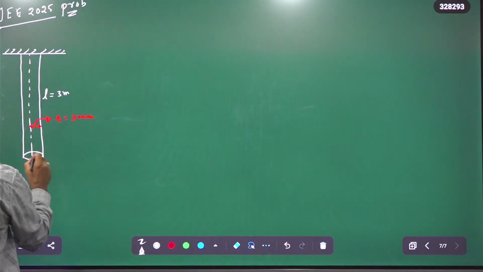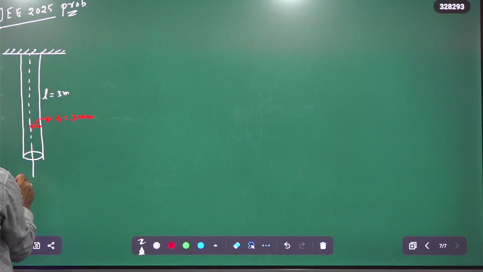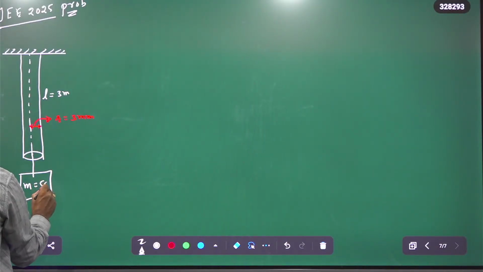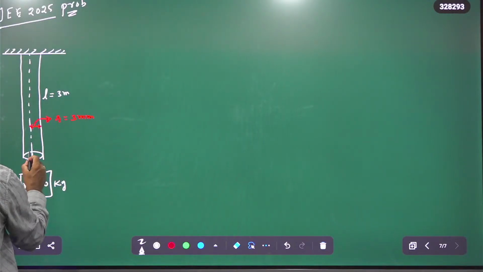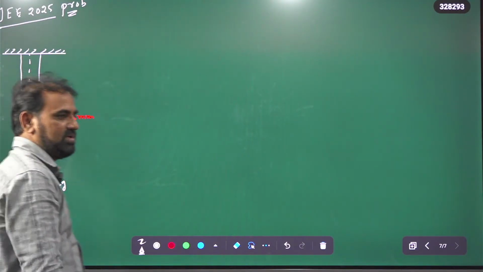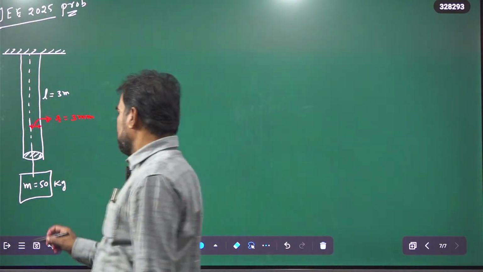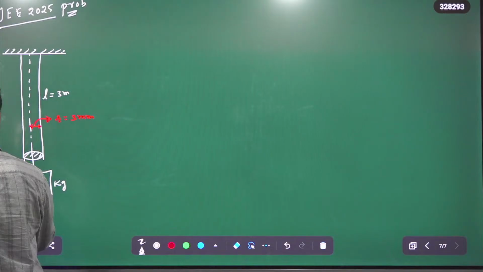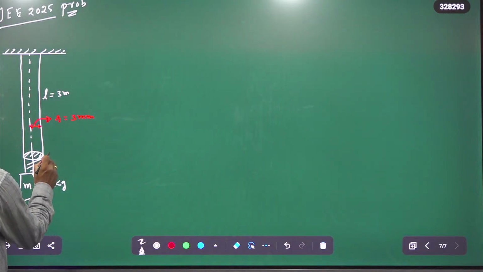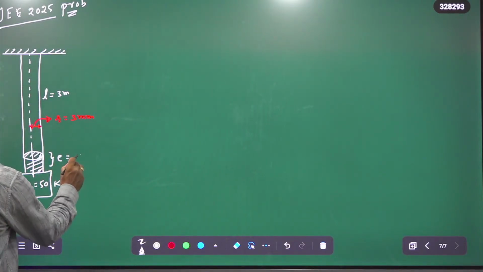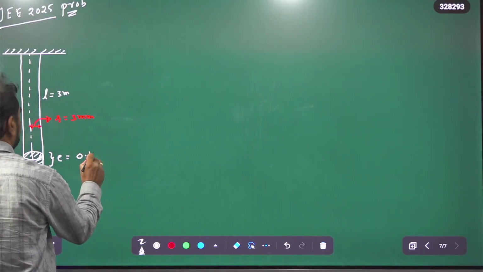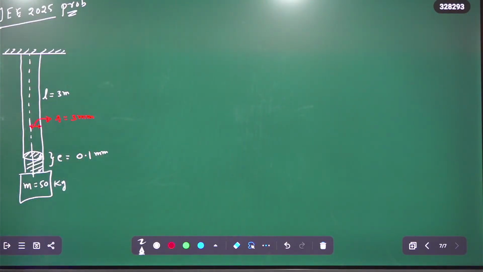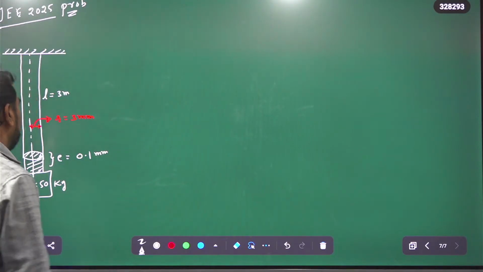At the end, what did I do? A block of mass 50 kilograms, M equal to 50 kilograms, is attached at this point. Due to that, the elongation produced is equal to 0.1 millimeters. Then calculate the Young's modulus of the wire.